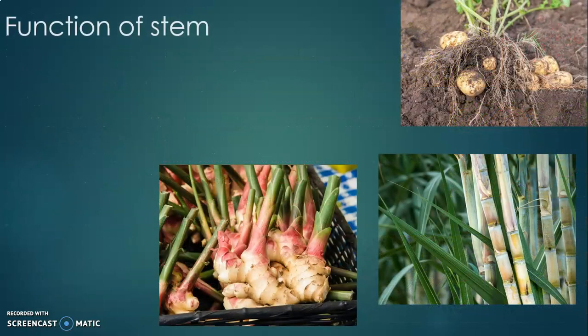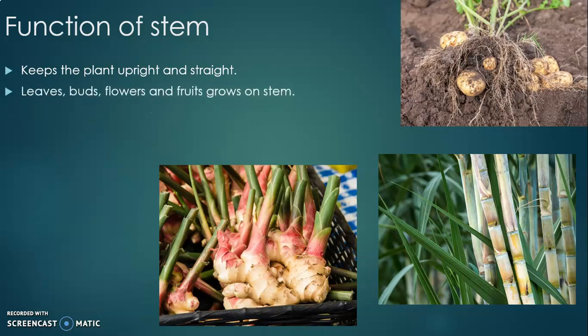Now let's discuss the function of stem. It keeps the plant upright and straight. So the plants which have a strong stem are mostly upright, like they stand. So stems help those kinds of plants to keep them upright and straight. And other parts of plants like leaves, buds, flowers and fruit grow on the stem. It carries water and food to different parts of plants.